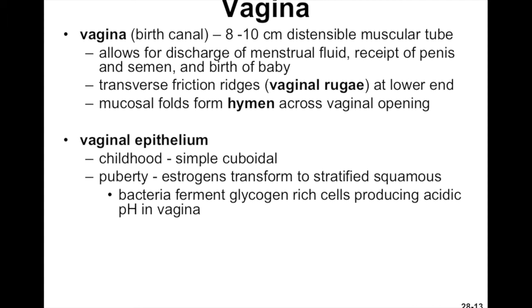The other benefit is there are some bacteria in there that ferment glycogen-rich cells, allow them to produce an acidic pH. And you want an acidic pH in the vagina in order to, well, there's a few reasons, and we can talk about that later, but the acidic pH does help with childbirth, things like that, as well as other infectious issues.